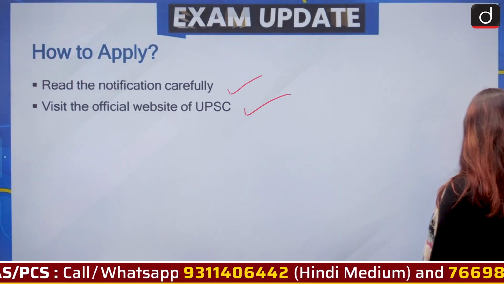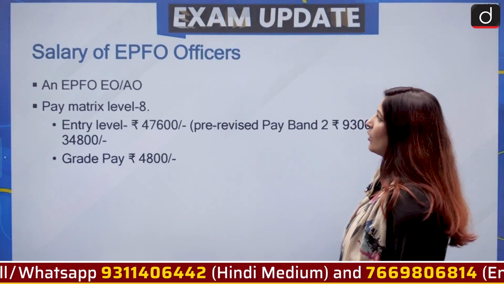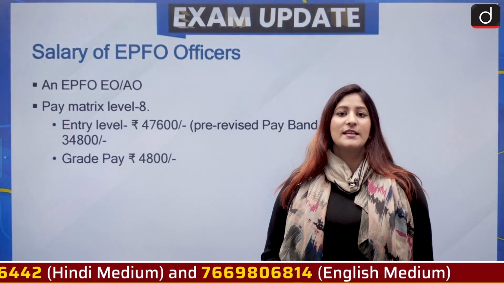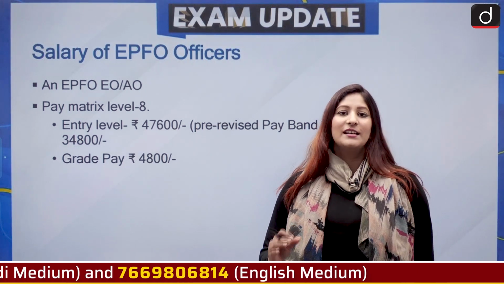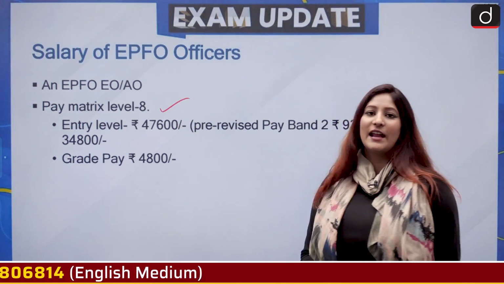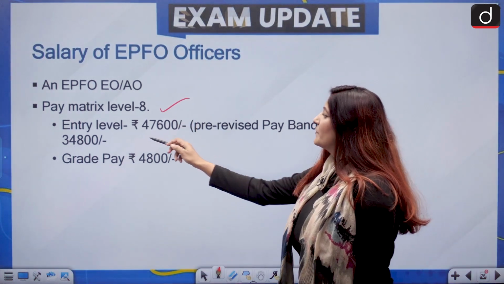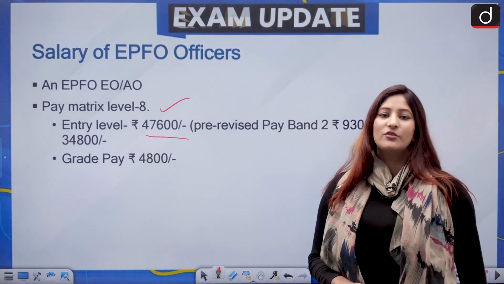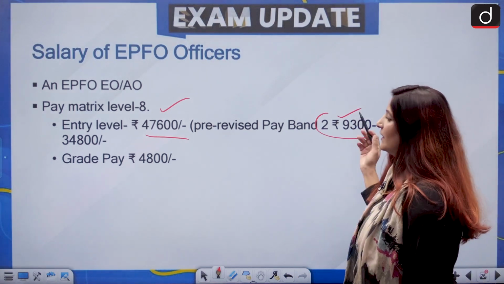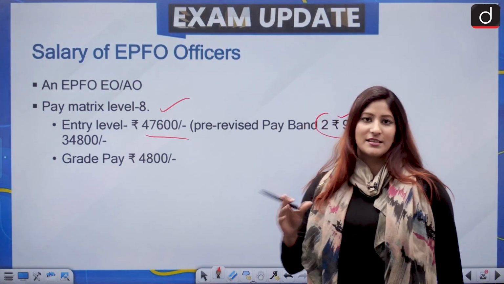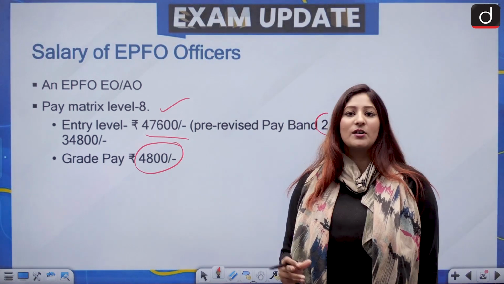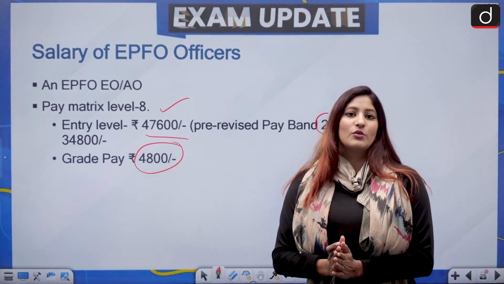Then apart from that, let's talk about the salary of EPFO officers. Now, EPFO Enforcement Officer or Accounts Officer is a Group B non-ministerial gazetted officer. So the pay matrix level is level 8. That means at the entry level, the officer will get 47,600 rupees and pre-revised pay band of 2. That is, the pay band will be 9,300 to 34,800. This is the pay band. Grade pay is 4,800.